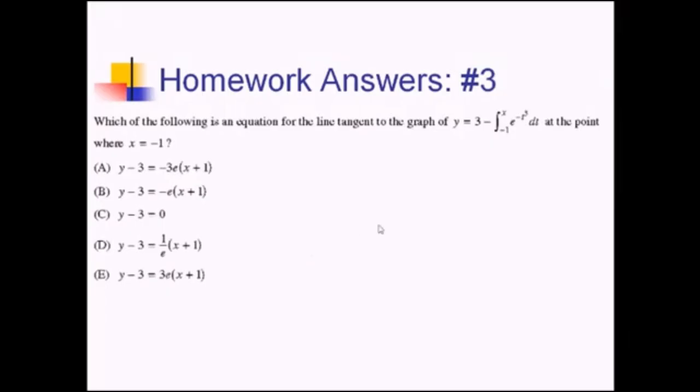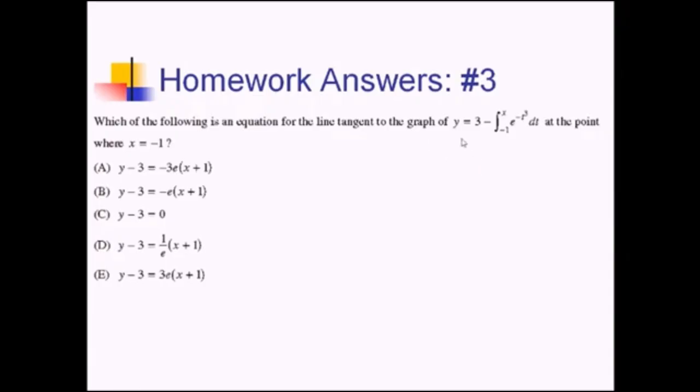For number 3, we want to know which of the following is an equation for the line tangent to the graph of y equals 3 minus this craziness at the point where x equals negative 1. So if we want tangent lines, remember we need 3 things. We need an x value, which they gave us. We need a y value, which we'll find in a couple moments. And we also need the slope at that x value. So to find the slope, we need to take the derivative of this y equals equation here.